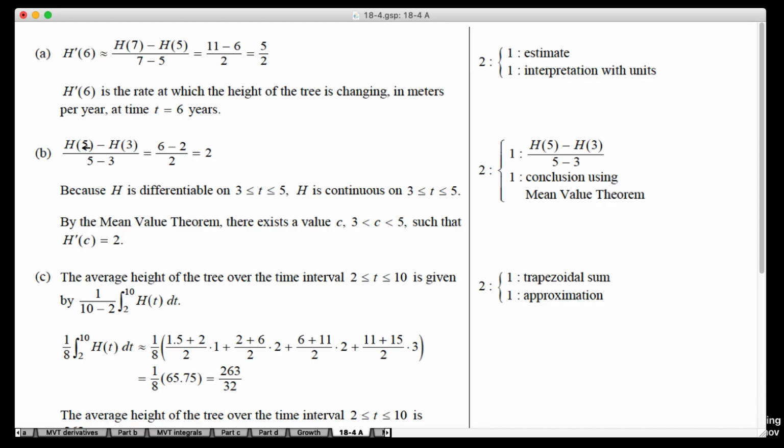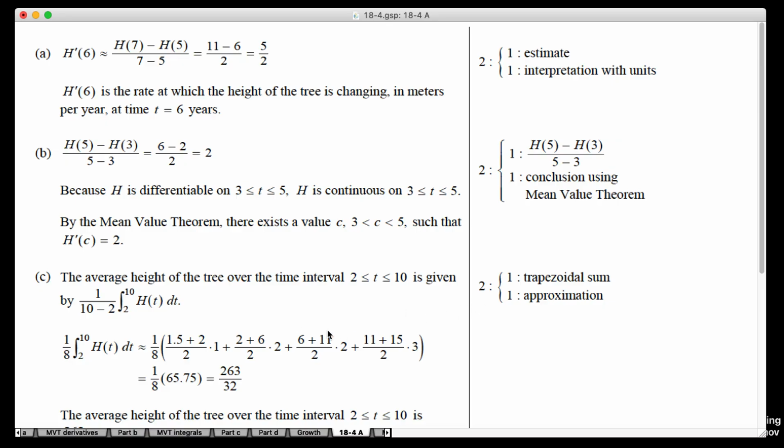The next part wanted us to use the mean value theorem. So you had to show the slope, or there was some place where h prime of t was equal to 2. So we had to show the slope is 2. So you have to show using those 2 points. And then your conclusion: because h is differentiable, then h is continuous, because it's got to be continuous. Then you can use the mean value theorem. So there's 1 point for showing that you use the mean value theorem.